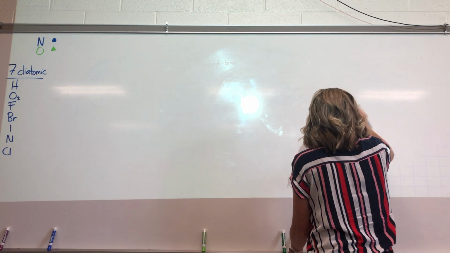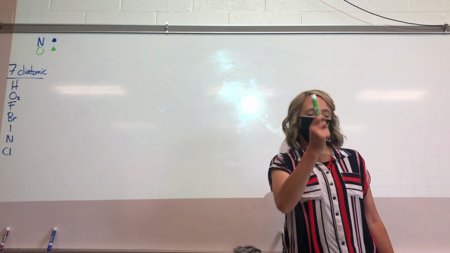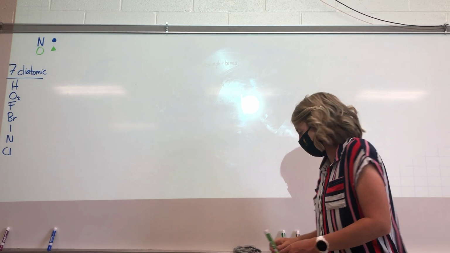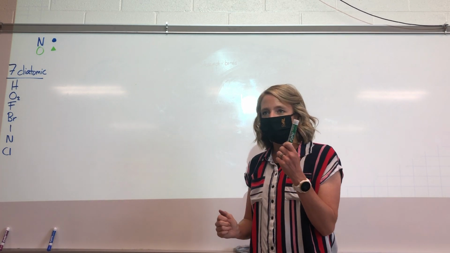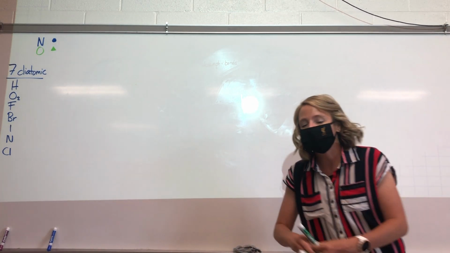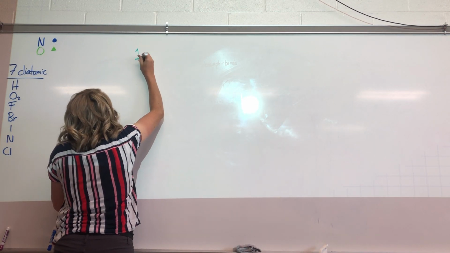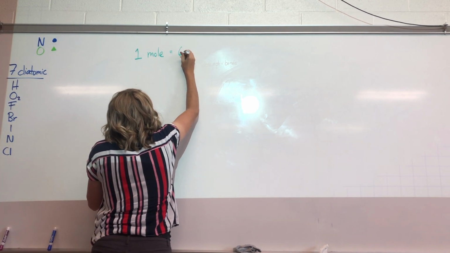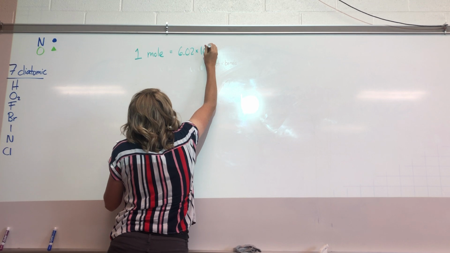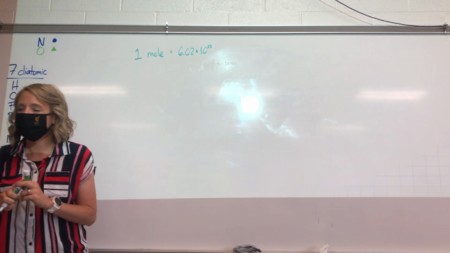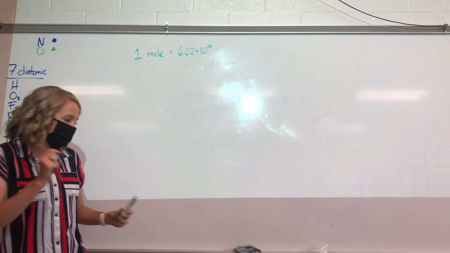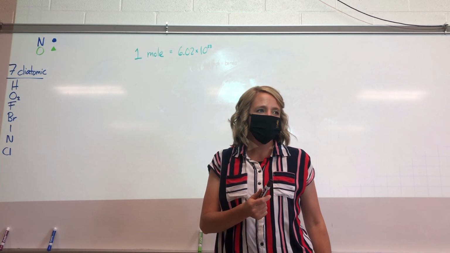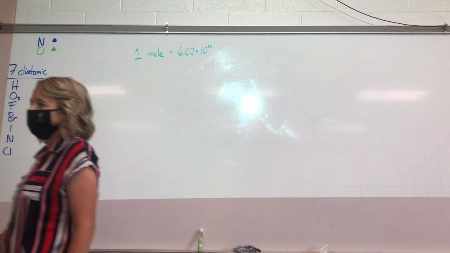If I have a dozen markers, how many markers do I have? Twelve. Why? Because that's what it is, right? If I have a mole of markers, how many markers do I have? 6.02 times 10 to the 23rd markers. Good. So 1 mole of anything is 6.02 times 10 to the 23rd. Now, it is such a big number. Why do we need such a big number?